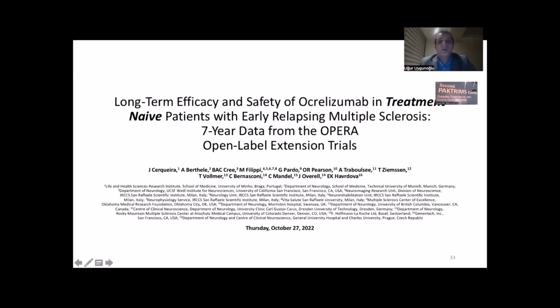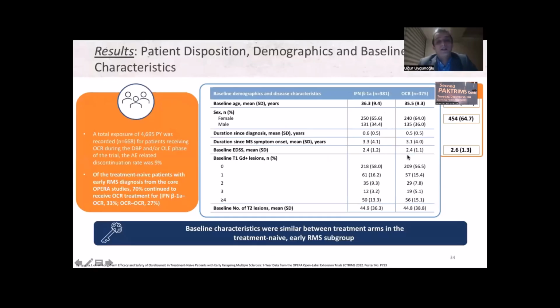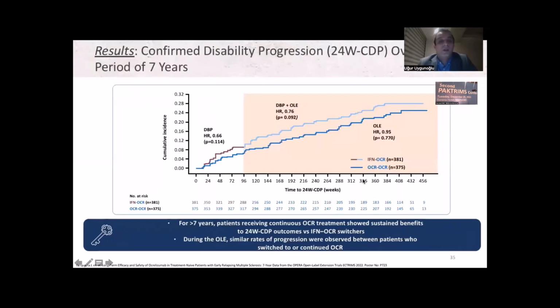So what are the results of the trials for high efficacy and early induction treatment? There are reports coming from the trials for 7-year data from the OPERA study, in which ocrelizumab was started in naive patients. Baseline characteristics were similar between treatment arms in the treatment naive and early relapsing multiple sclerosis subgroup. For 7 years, patients receiving continuous ocrelizumab treatment showed sustained benefits in 24-week confirmed disability progression outcomes versus interferon switching to ocrelizumab.